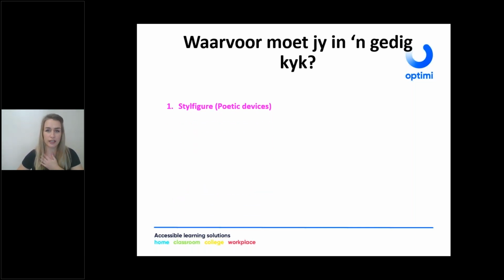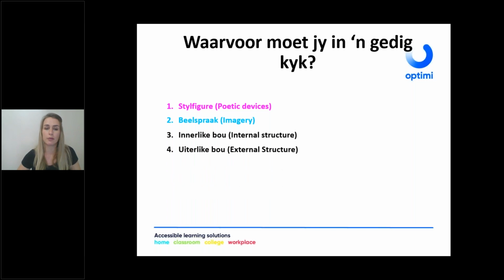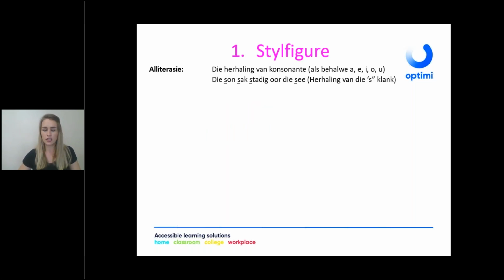The first thing is stylfigure, that is your poetic devices. Then it is beeldspraak, that's imagery. Then it is innerlike en uiterlike bou, that's your internal and external structure of a poem. I'm not going to do the internal and external structure with you today. I feel like it's something that most of you are comfortable with, and I don't think we'll have time to do all four of these. If you're not comfortable with it, please go back to your study guide and go through it again and make sure that you know what's going on there.